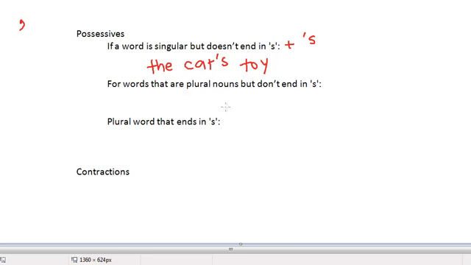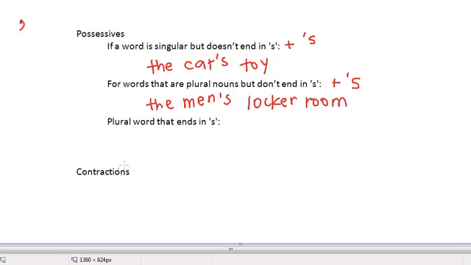For words that are plural nouns but don't end in S, just treat it as if it's singular. That means you just do the same thing as up top, you just add apostrophe S. For example, we can have the men's locker room. Even though men is a plural noun, it doesn't end in S, so we add apostrophe S to show that the locker room belongs to the men.